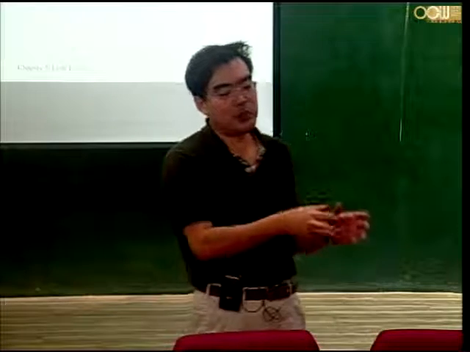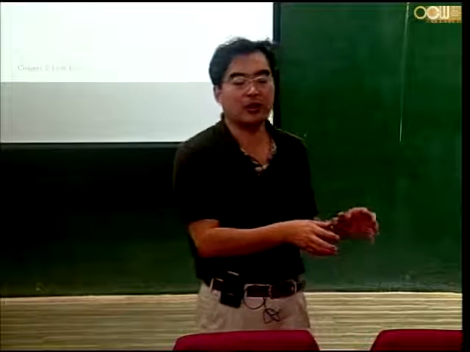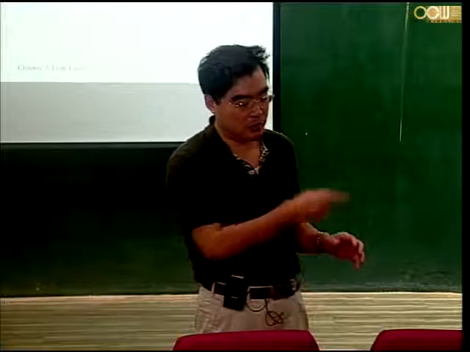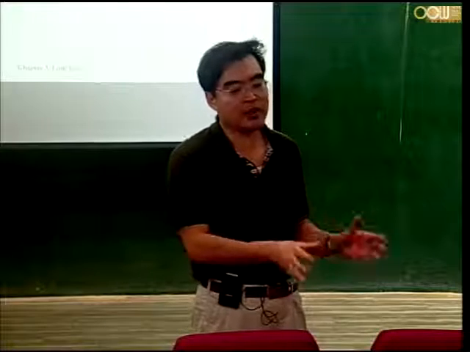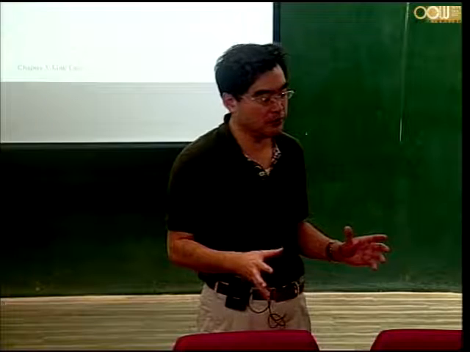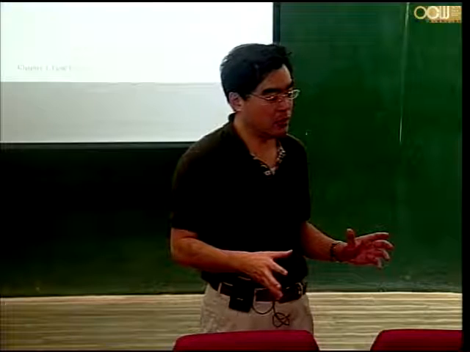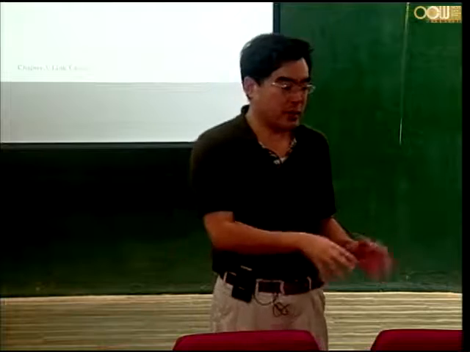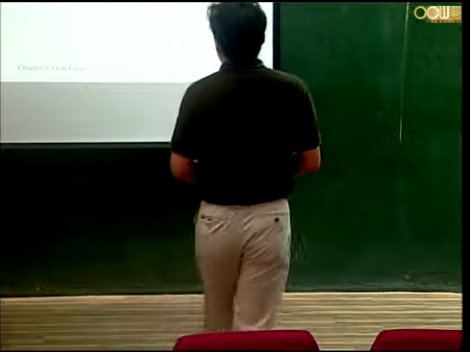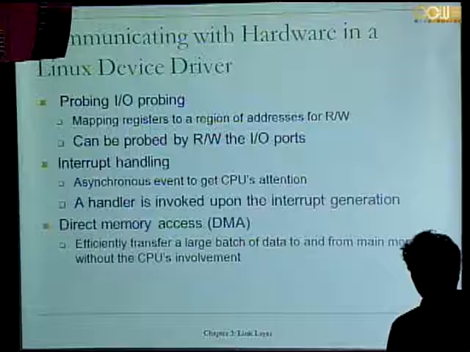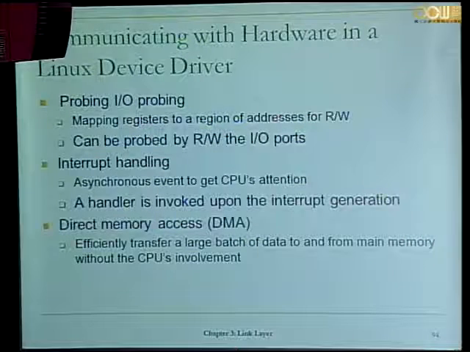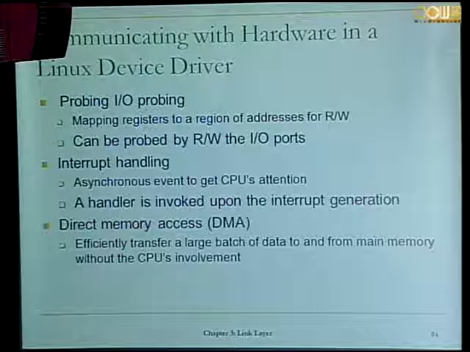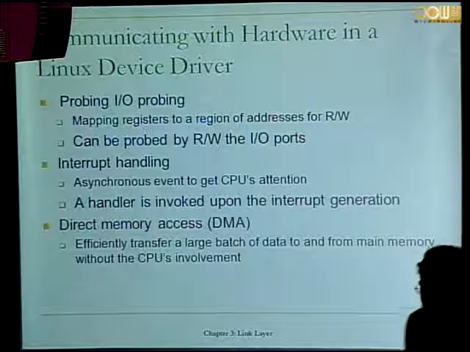And direct memory access is a mechanism that you can move data around, in and out, without CPU intervention. Okay, and that's done by DMA, the hardware. So it efficiently transfers a large batch of data to and from memory without the CPU's involvement.